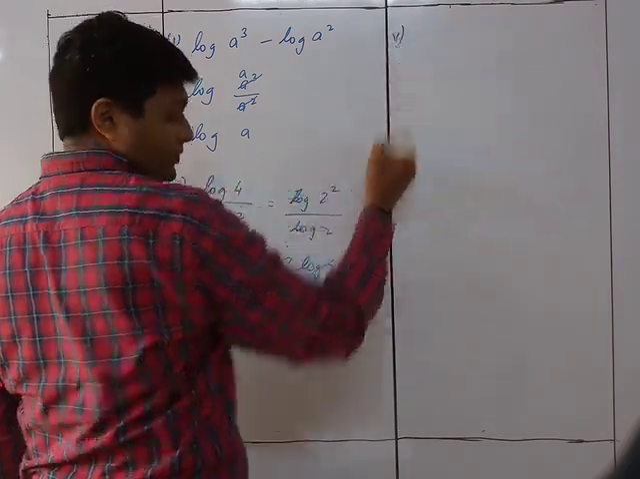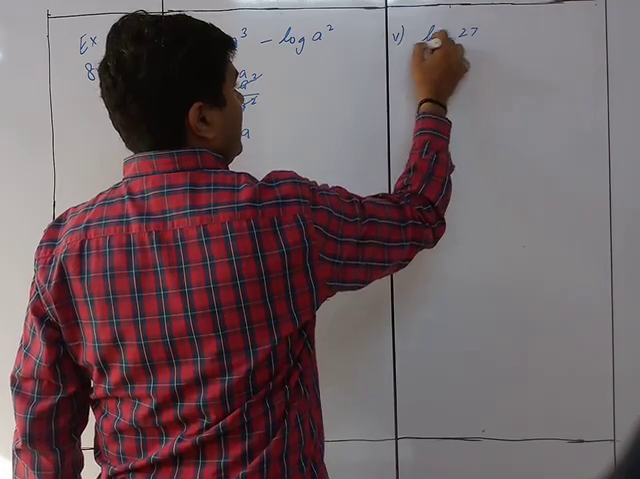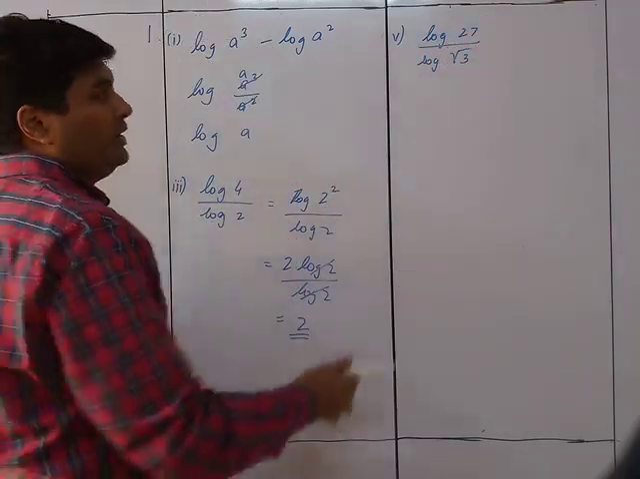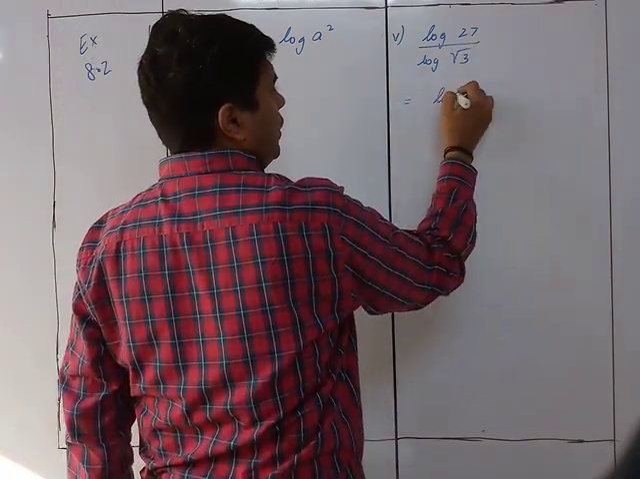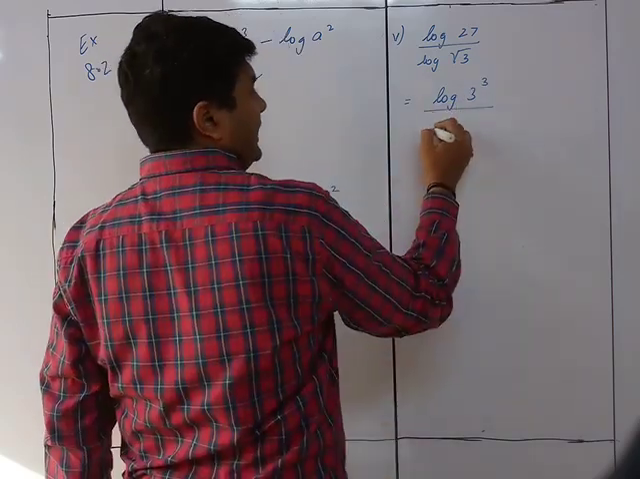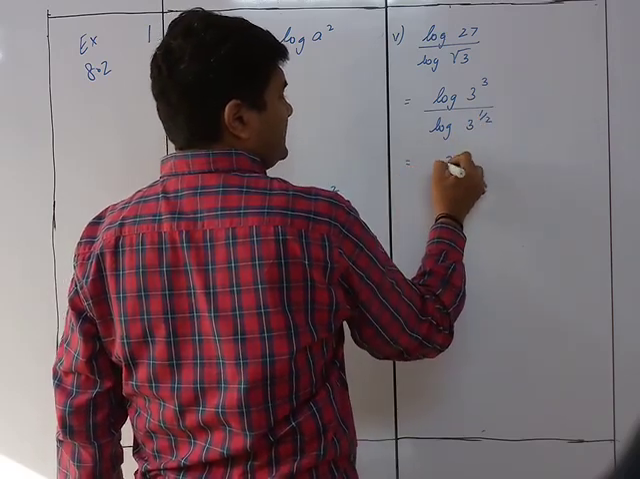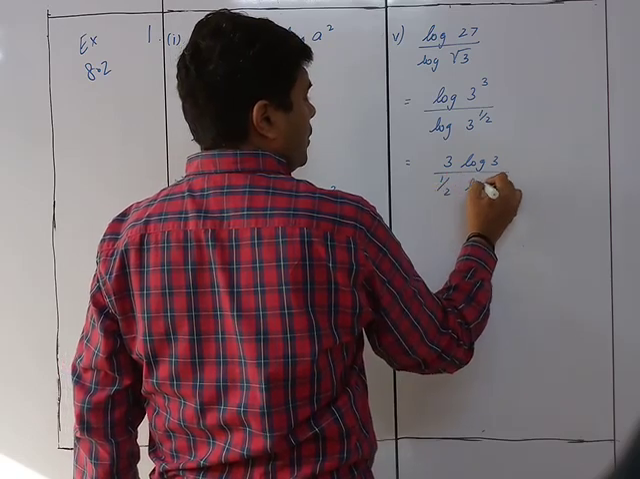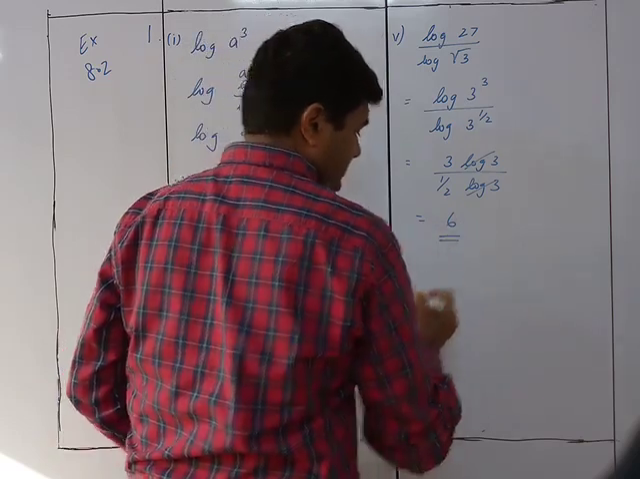Sum number 5. We have log of 27 upon log of root 3. Again the same way, we'll take the base as 3. So this is nothing but log of 3 to the base 3, or log of 3 raised to 3, and this is nothing but log of 3 raised to 1 upon 2. So that makes it 3 log 3 upon 1 upon 2 log of 3. Log 3 cancels, this becomes 6.